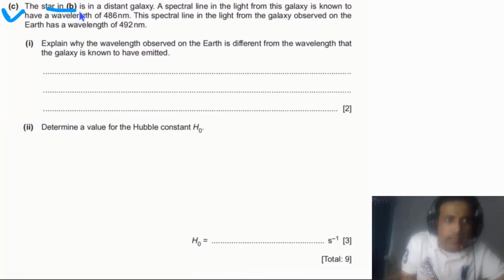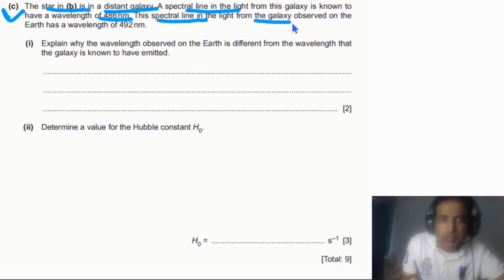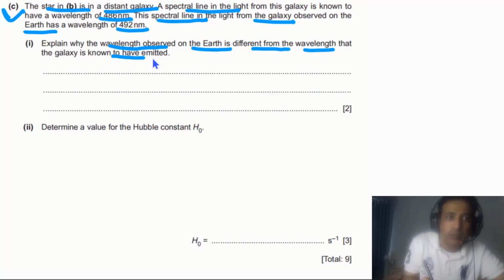Part C says the star in B is in a distant galaxy. A spectral line in the light from this galaxy is known to have a wavelength of 486 nanometers. This spectral line in the light from the galaxy observed on the Earth has a wavelength of 492 nanometers. Explain why the wavelength observed on the Earth is different from the wavelength that the galaxy is known to have emitted.